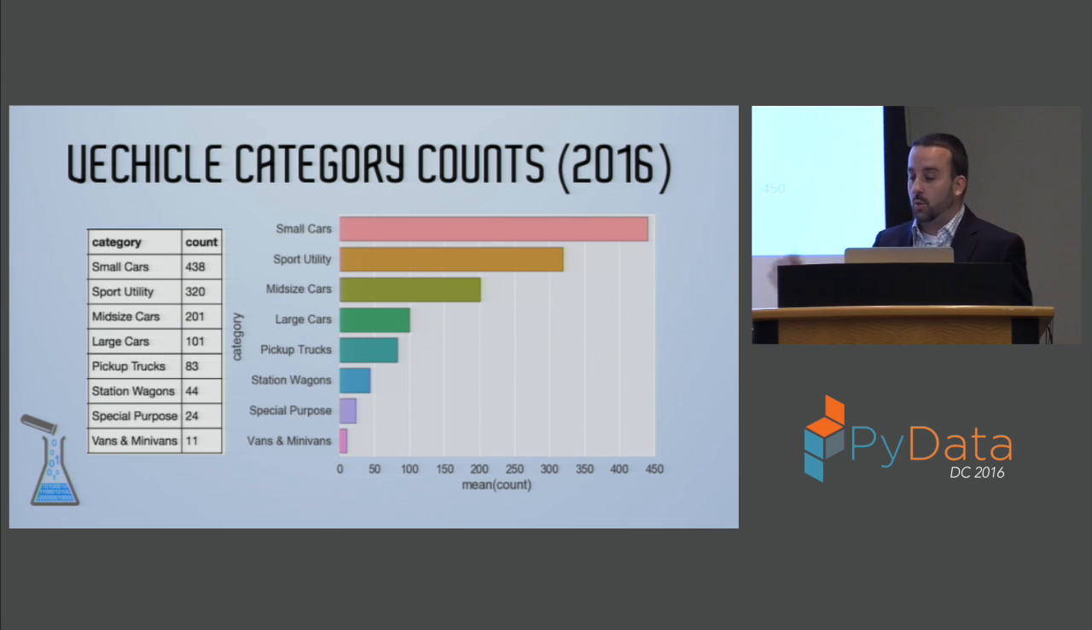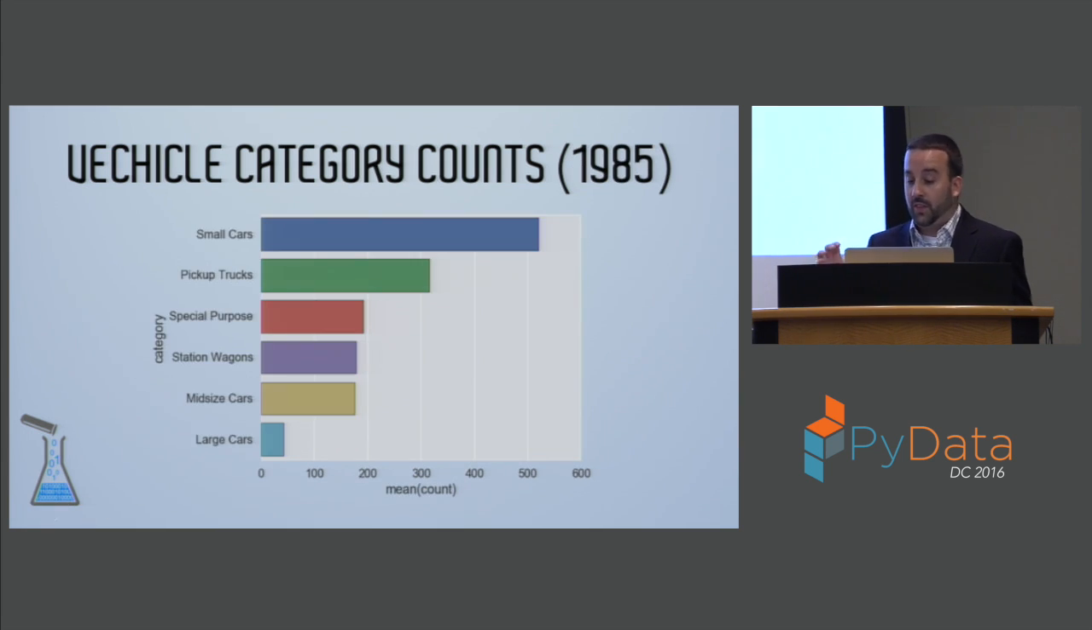Once you've done this once, it's pretty easy to change out the year and get a different historical perspective. Here's the exact same aggregation for 1985 this time. Here, SUVs didn't exist yet. Small cars are even more popular, as were pickup trucks as well. And then the next one was special purpose vehicles, which is things like ambulances, ice cream trucks, that kind of thing. In addition to being able to change the year here, you can also change out the field that you're grouping on.